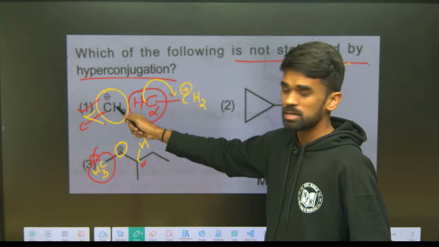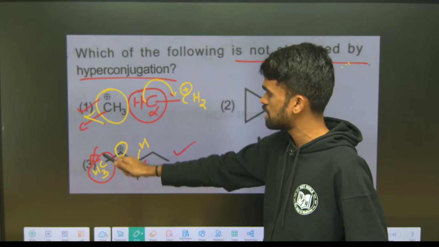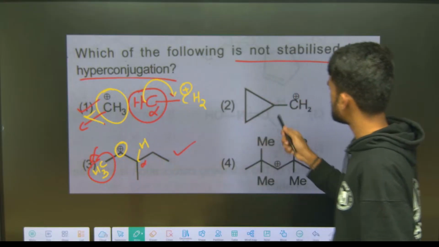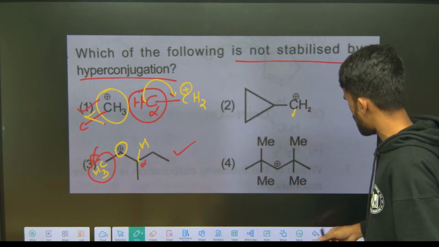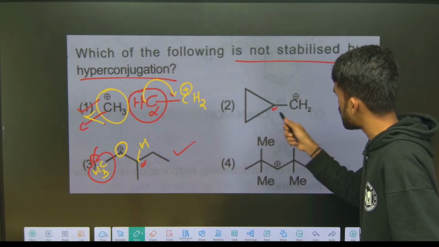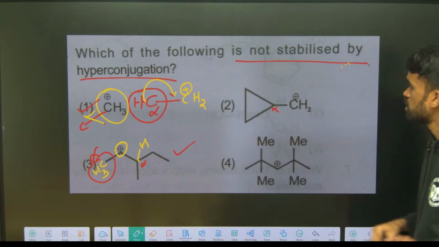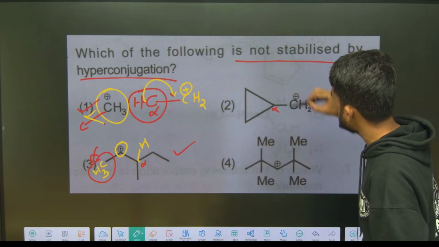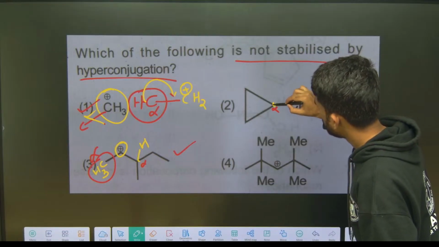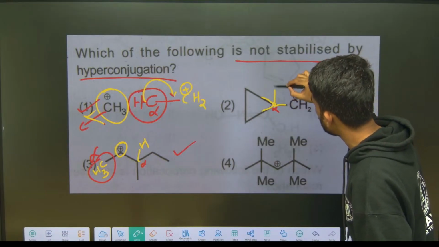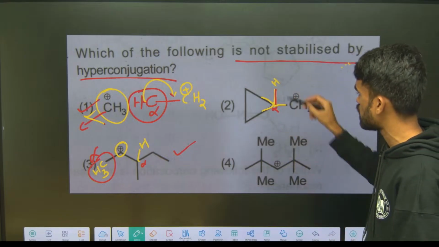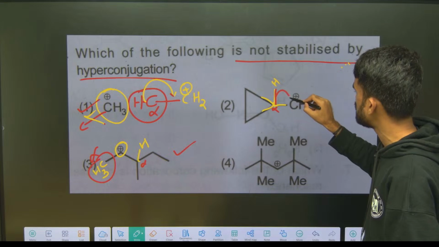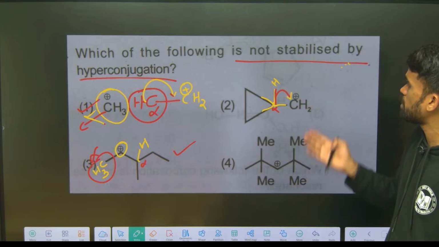Yes, it is not possible in the first case, possible in the third case, and also, look at here, this is a carbocation. The adjacent carbon is called the alpha carbon. So do we have any alpha hydrogens here? See this carbon: 1 bond, 2 bonds, 3 bonds, and the 4th bond. Yes, we have one C-H sigma bond, alpha carbon-hydrogen, that can be shifted here. So hyperconjugation may be possible here.